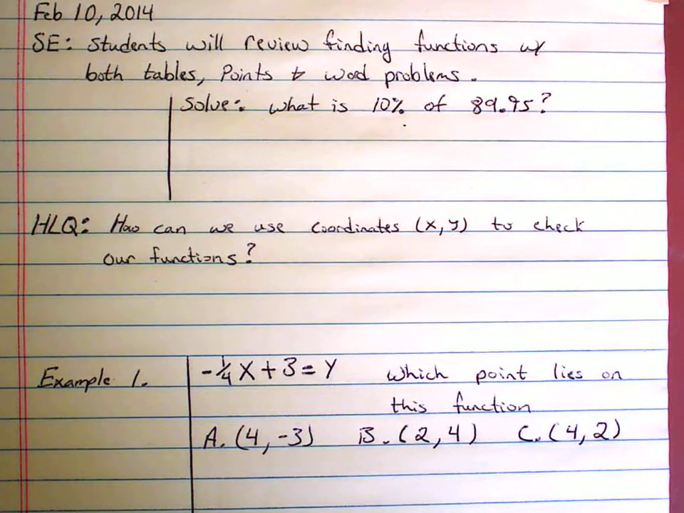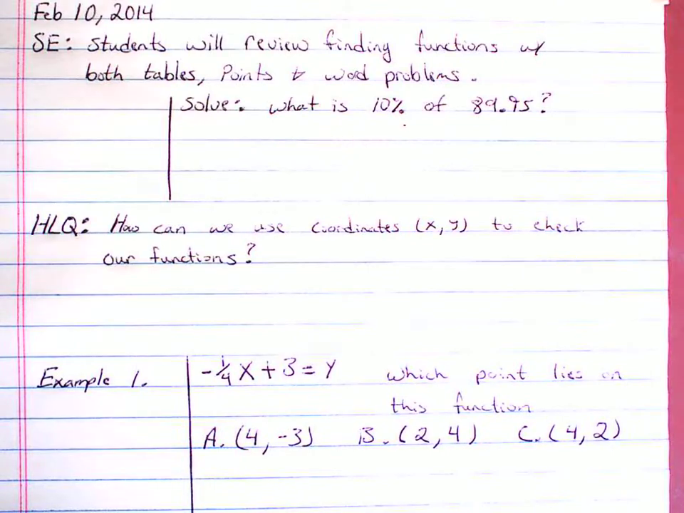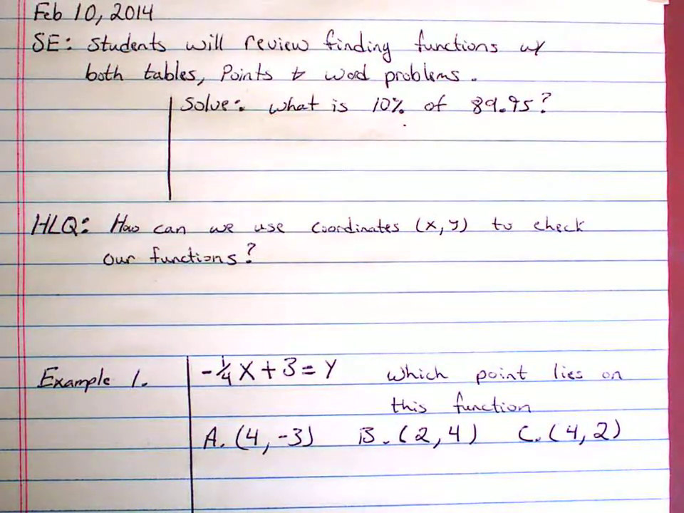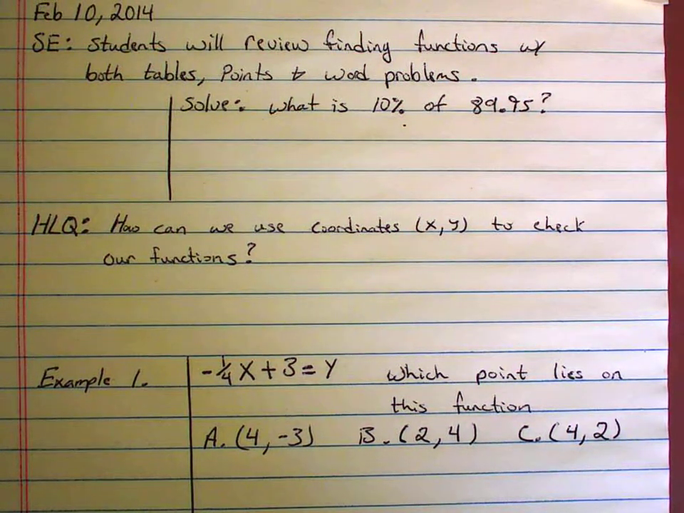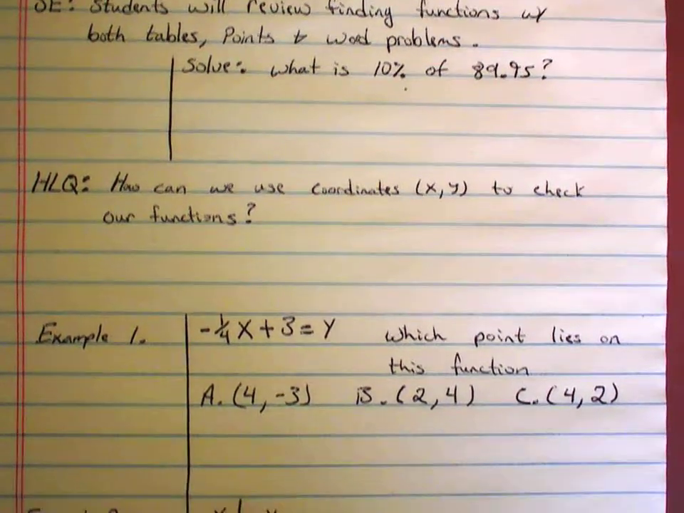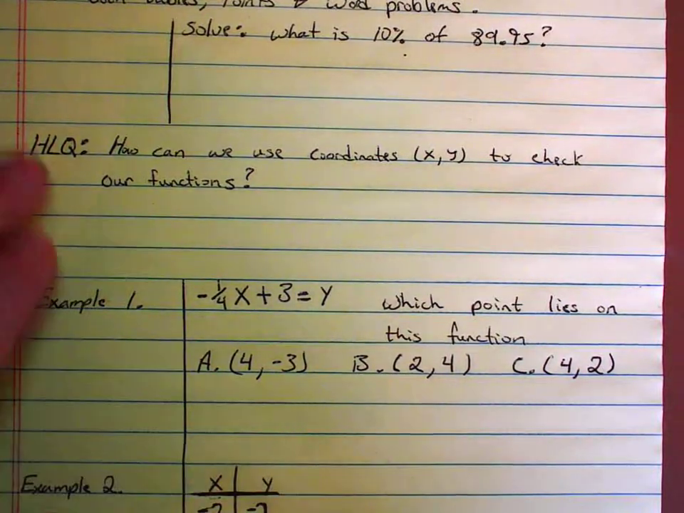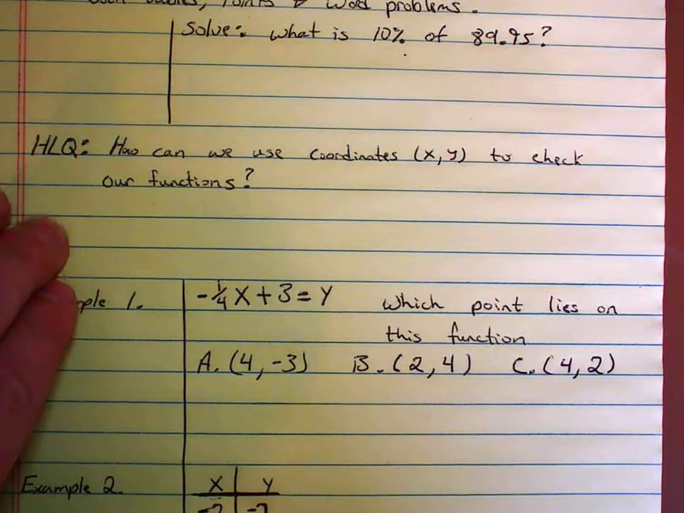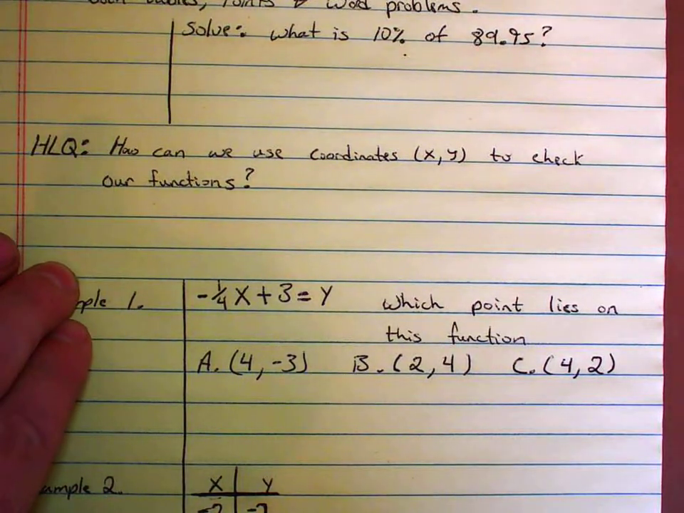Just for a little review, a little practice, I want you to solve what is 10% of 89.95. Your HOQ is how can we use coordinates in the form x comma y to check our functions. We're going to jump right into that with example number 1 so that you can better understand it. What we're going to do in example number 1 will translate into your HOQ. What you're going to have to do is put this into words for me, write a sentence.